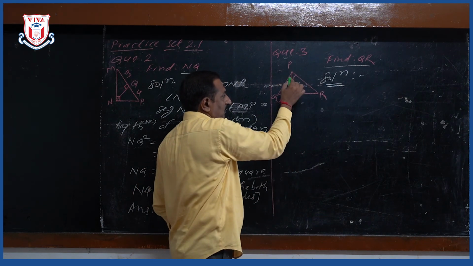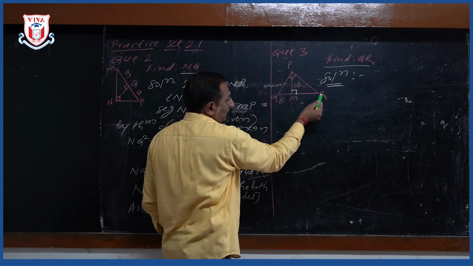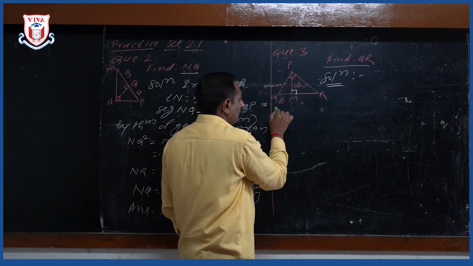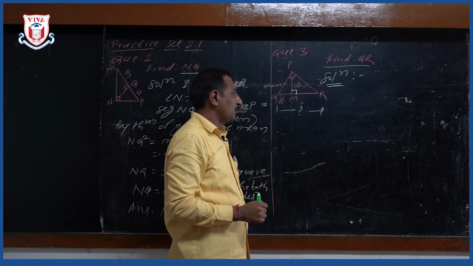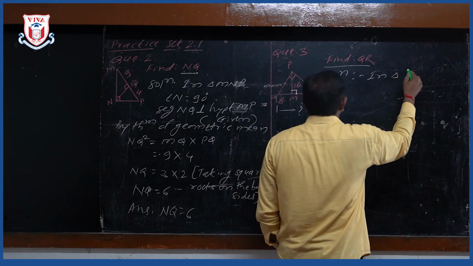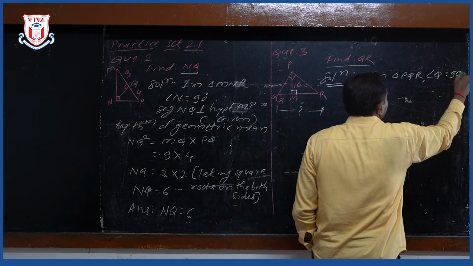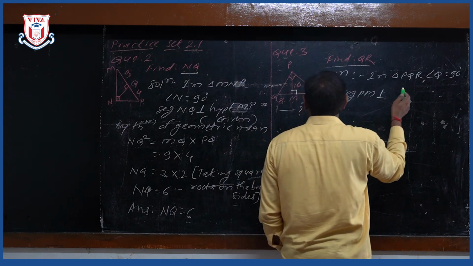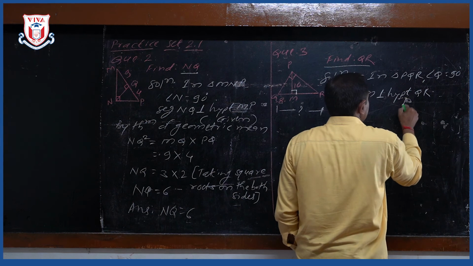The figure is given in this way. Triangle PQR in which angle P is 90 degrees. Again PM is perpendicular to QR. PM is 10 given, QM is 8. From that you find QR. Now solution. In triangle PQR, what is given? Angle P is 90 degrees, segment PM is perpendicular to hypotenuse QR. This is given.